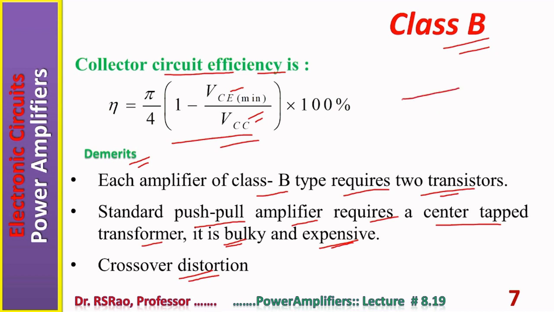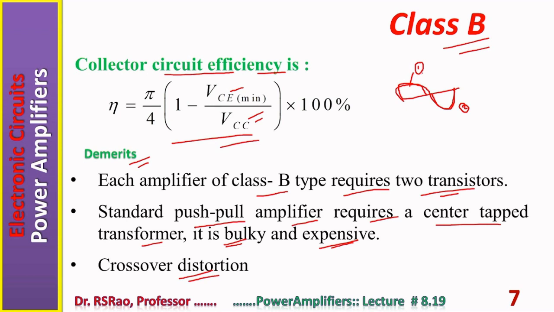One can understand crossover distortion with the help of a diagram. This is one cycle. In class B, one transistor conducts and provides amplification to one half cycle. The other transistor conducts and provides amplification to the other half cycle.